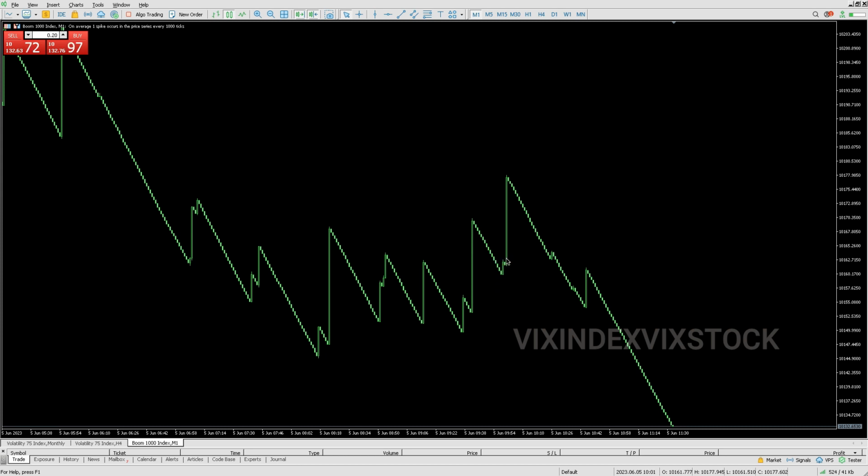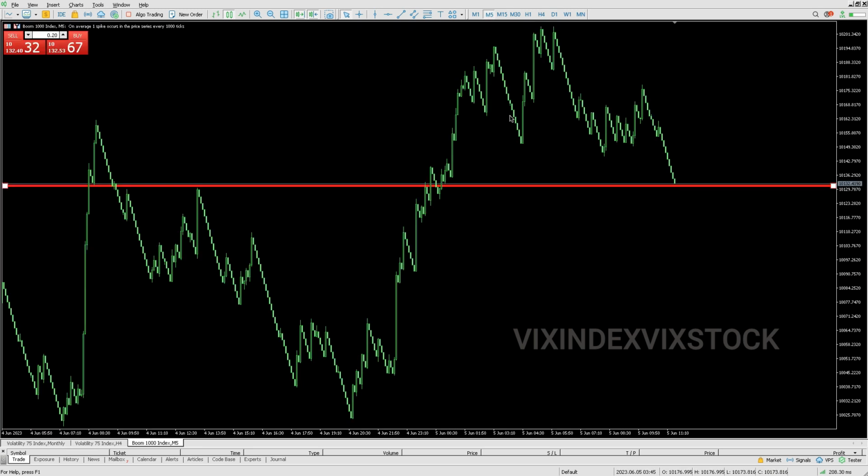But when these spikes come, you are in trouble. And sometimes you think the spike is going to come, but it doesn't come, and these smaller candles continue and continue and continue until you blow your account. It happens. I've been there, I've done it, I've seen it. Trust me. That's why I'm making these videos. Hopefully I can save you $5.